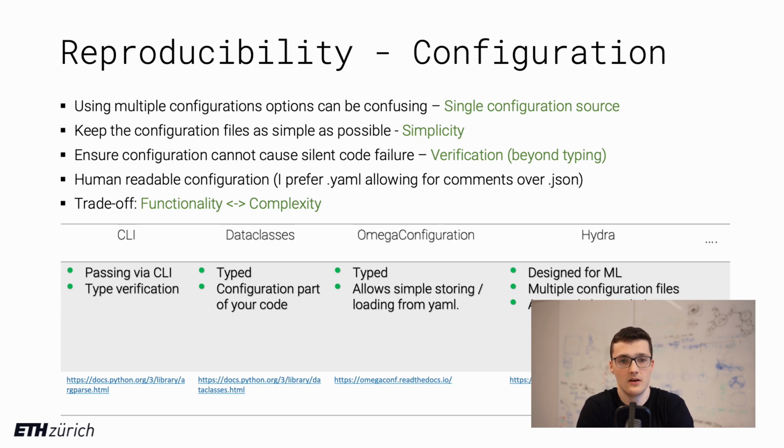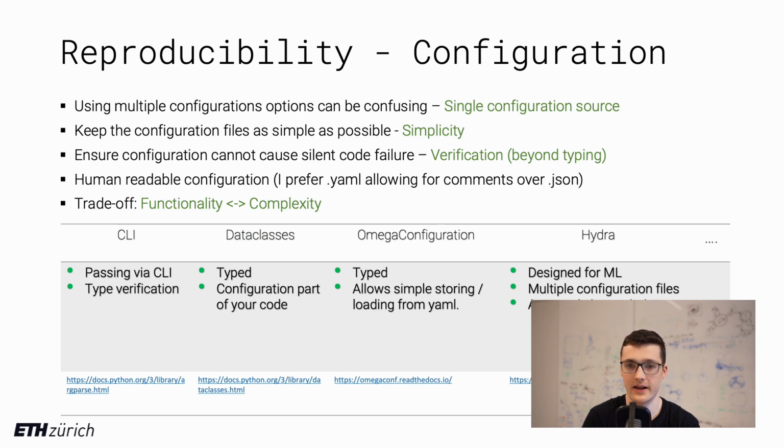The simplest one is the command line interface, where you simply pass a few arguments to your command line interface, and you can do type verification, but that's already it. Then you can use data classes, where you can give your configuration specific types, and then your configuration is basically part of your code. There's also something called Omega configuration, where you also have those typed configs, but you have simple tools for storing them, loading them, and extending configurations in certain ways, which is not too bad.